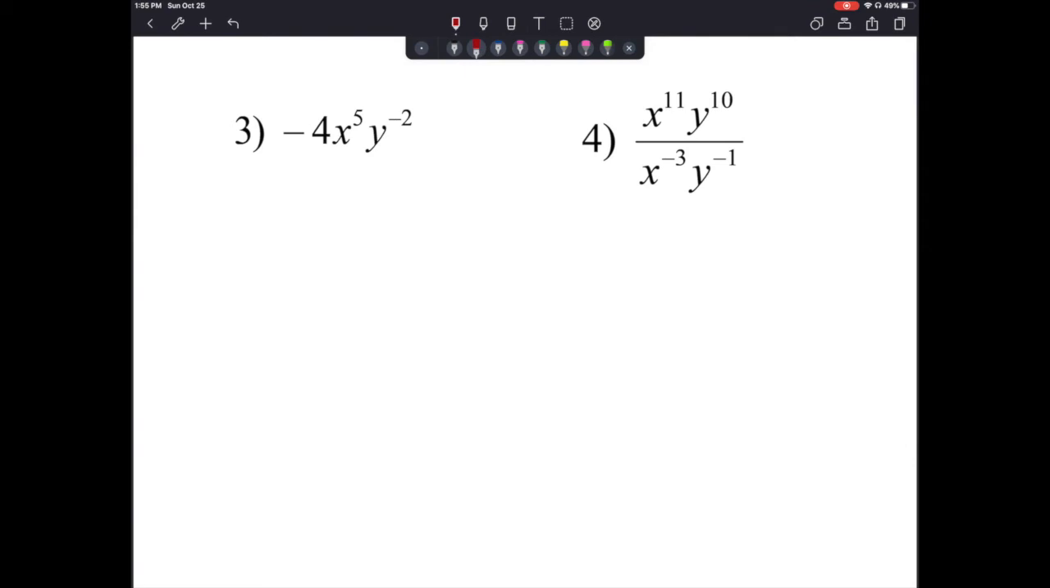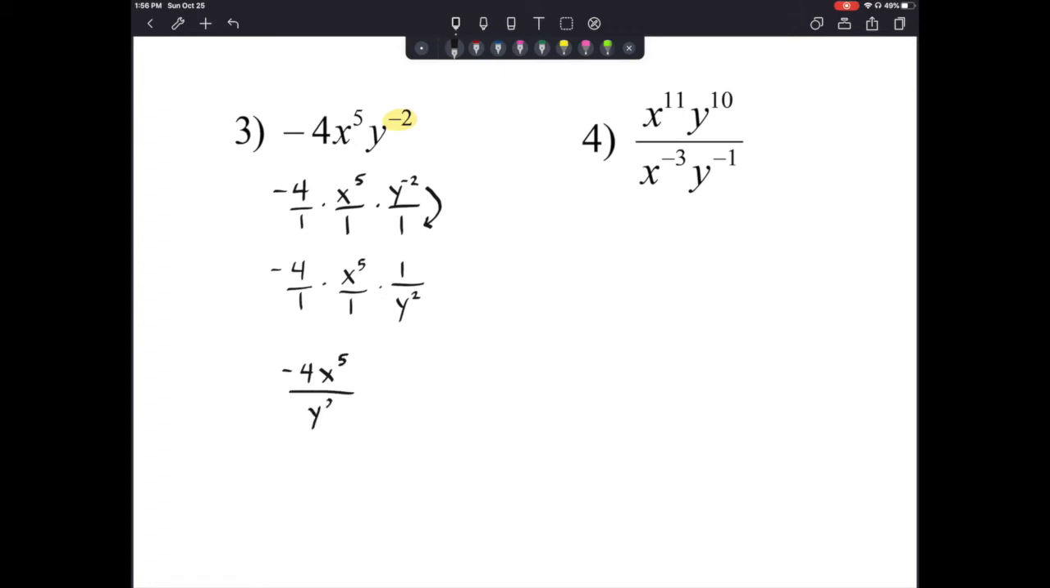Looking at number 3, I have negative 4x to the 5th times y to the negative 2nd. So just remember on this, I can't have a y to the negative 2nd. So when I think about it, this is negative 4 over 1 times x to the 5th over 1 times a y to the negative 2nd over 1. Well, we already talked about moving this down to the bottom, so really it's like negative 4 over 1 times x to the 5th over 1 times 1 over y squared. When you put it all back together, our negative 4 and our x to the 5th never moved. There was no reason to move them, but our y squared ends up being on the bottom.